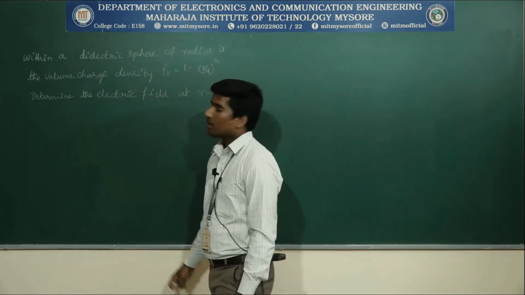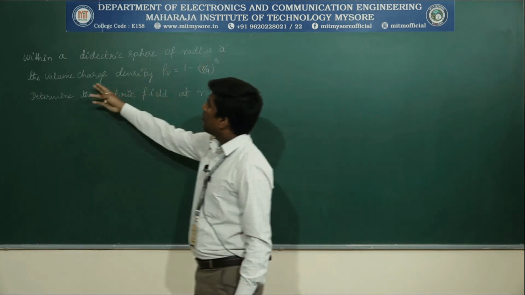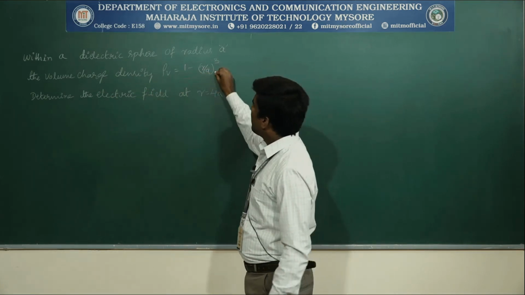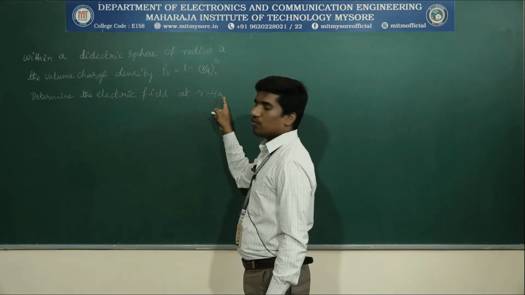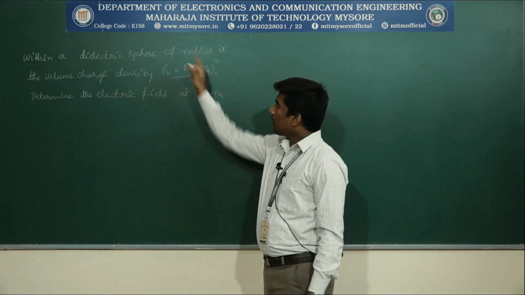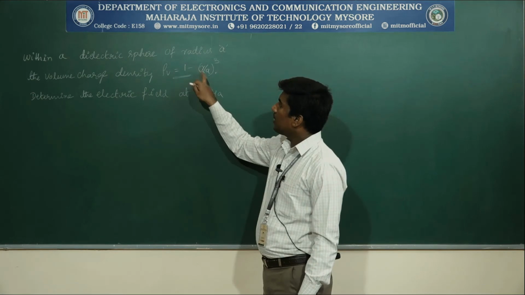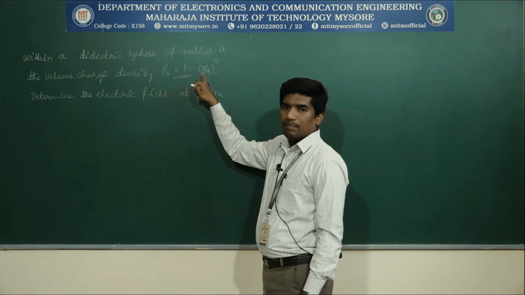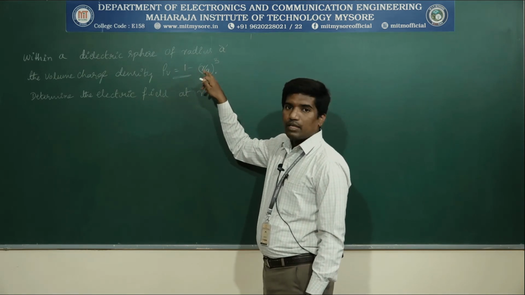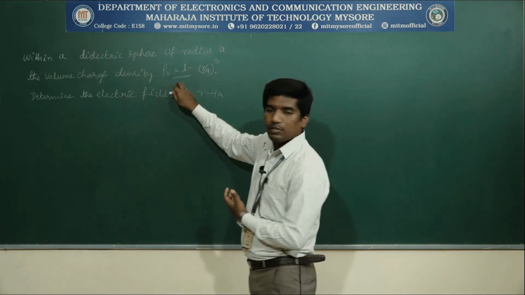Let us solve one more problem. Let me read the statement. Within a dielectric sphere of radius A, the volume charge density rho V is equal to 1 minus R by A whole cube. Determine the electric field at R is equal to 4A. You need to observe this rho V component here. In the previous problem, rho V was independent of R. But here, charge density is dependent on R. So when charge density depends on the radius, we need to go with some different approach. Let me show you how this problem is to be solved.